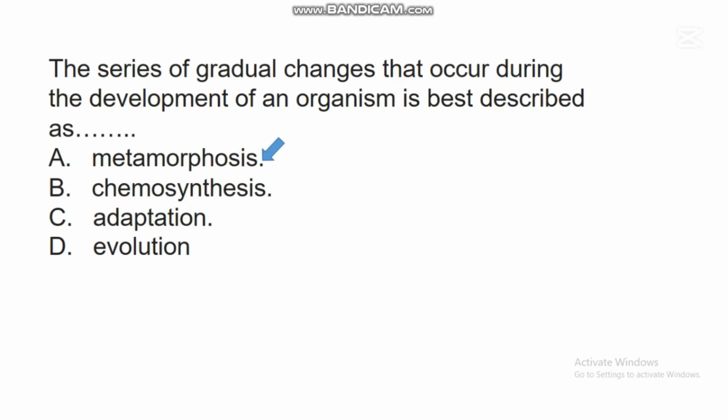Metamorphosis deals with the series of gradual changes that occur during the development of an organism. It ensures that an organism develops very well. This type of change is mainly observed in lower organisms such as insects.